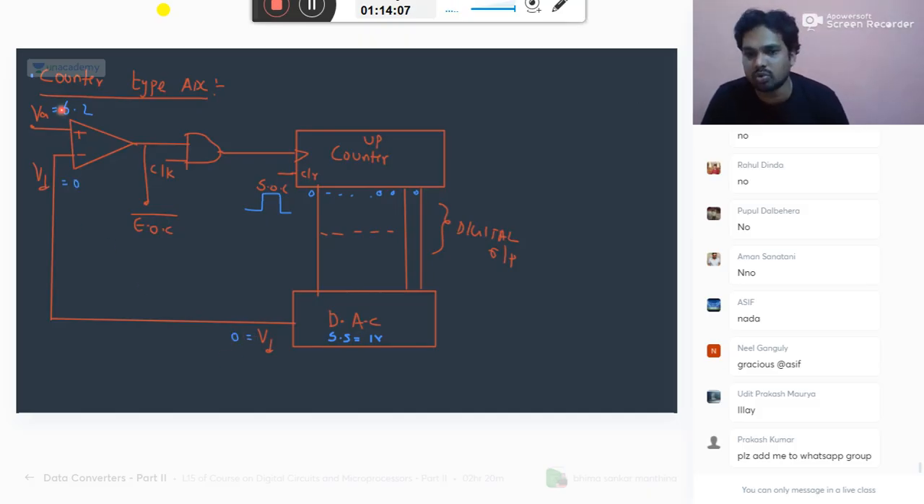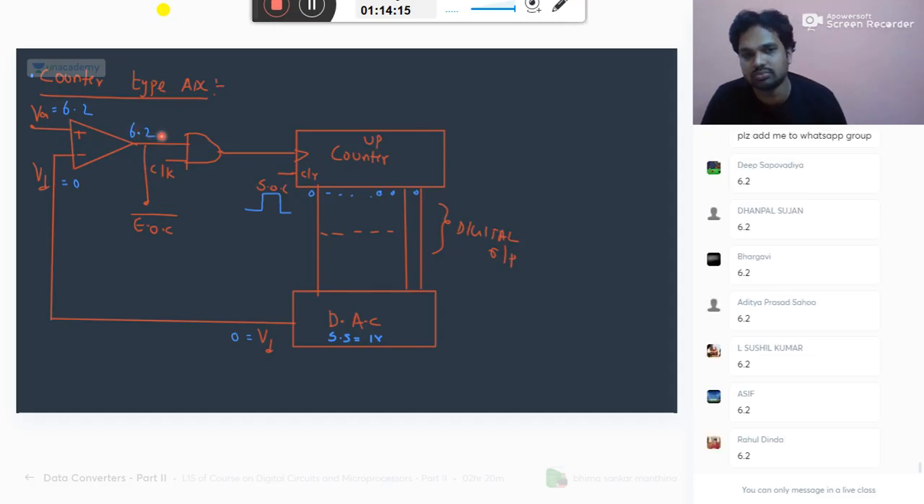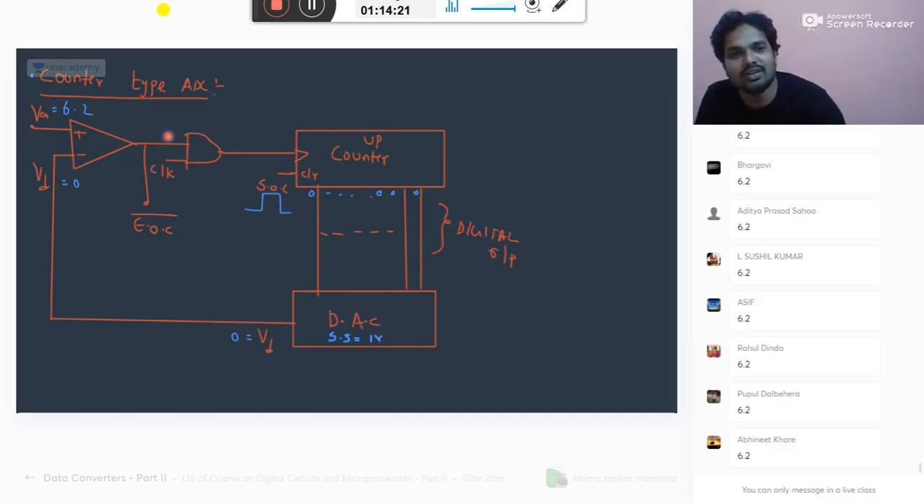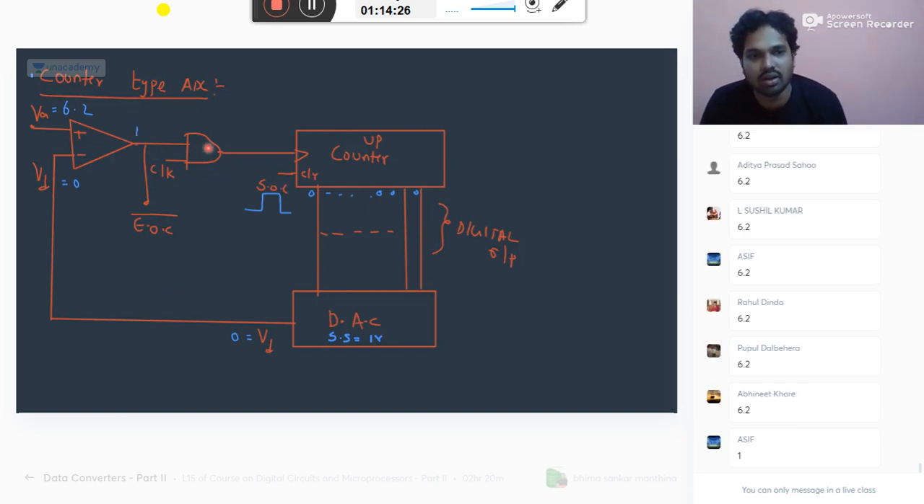6.2 is more or 0 is more? 6.2 is more than 0. So I will get here 1. Sorry. 1 with the clock applied; when its edge comes, I will get 1. Assume step size is equal to 1 volt, so 1 volt will come here. 6.2 is more or 1 volt is more? 6.2 is more, so you get another 1 here. So you will again get the clock.